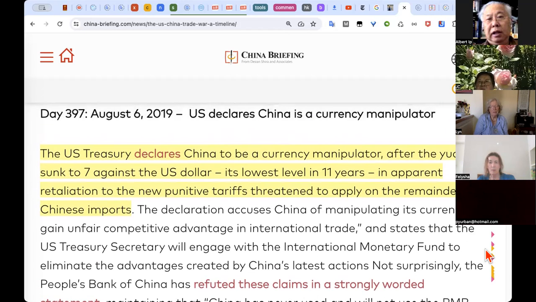And then a new topic, declaring China a currency manipulator because China depreciated a little bit. But at the moment, the renminbi to our Australian dollar is about 1 Australian dollar to 5 renminbi.